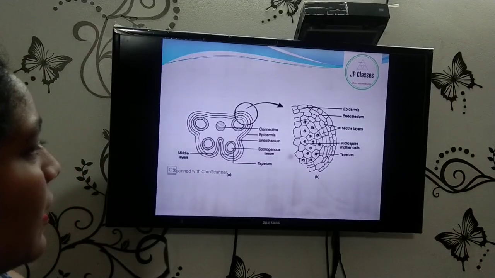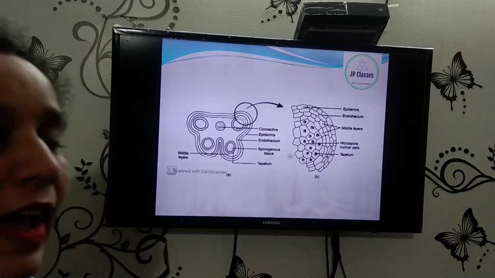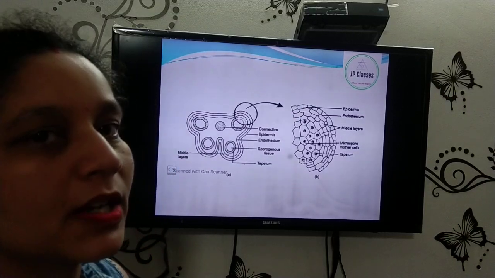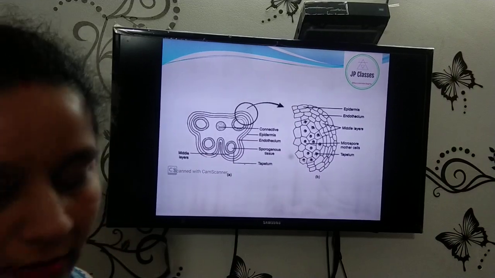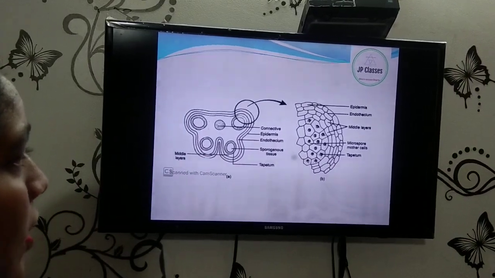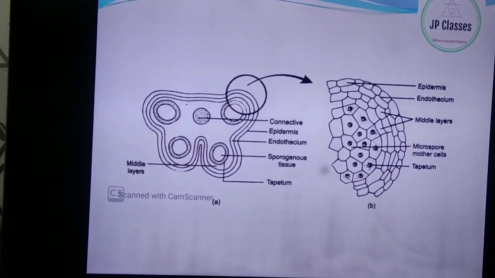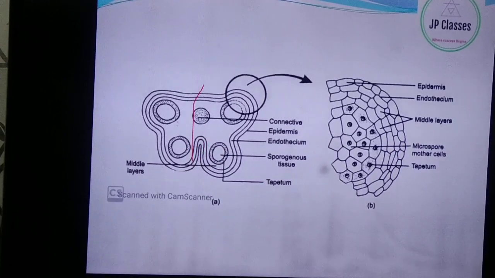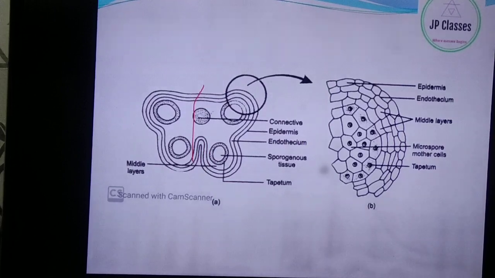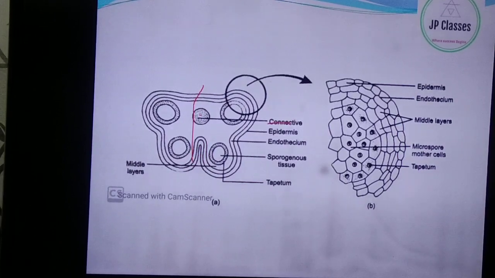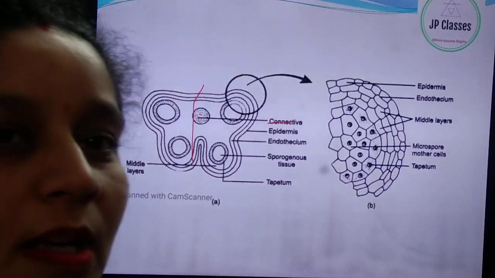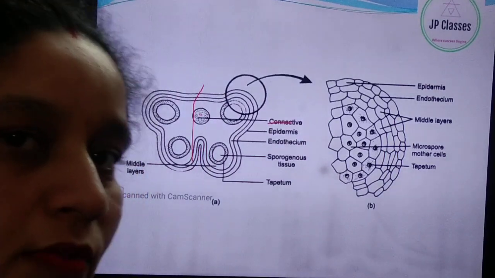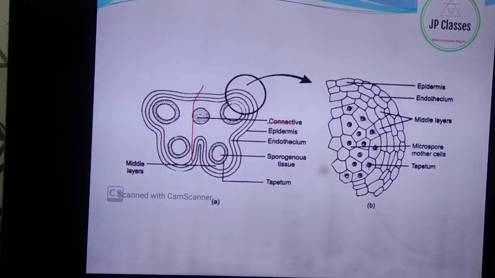Now I am showing you the diagram explaining the transverse section of the pollen sac. Now this is your anther, okay? In the middle of the anther, this is the separation of the two lobes, this is the one lobe, this is the second lobe, and this is your connective tissue. I told you, the two lobes are separated by the tissue known as the connective tissue.